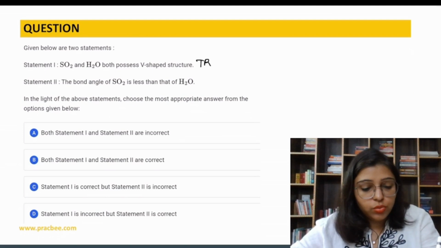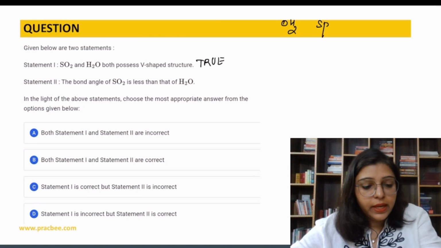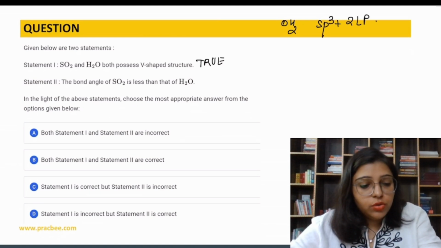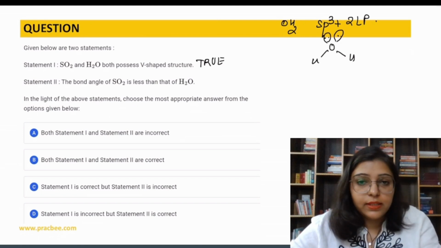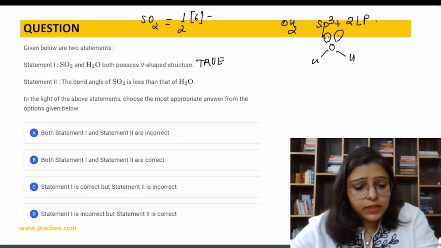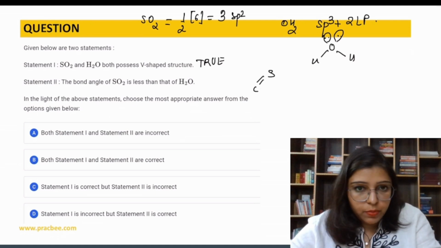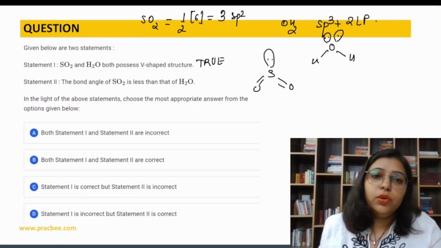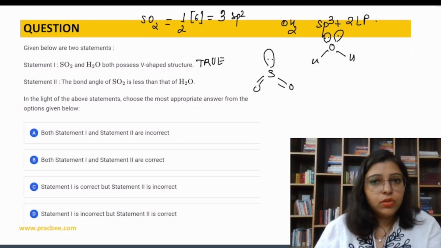Yeah, that's true. For water, we know that it is OH2, sp3 hybridized plus 2 lone pairs. So with 2 lone pairs, we can write down the shape of water as this. If we talk about SO2, it is going to be half of 6, that is 3, which is sp2. So here we write S double bond O, and we have one lone pair. So that is also a V shape.